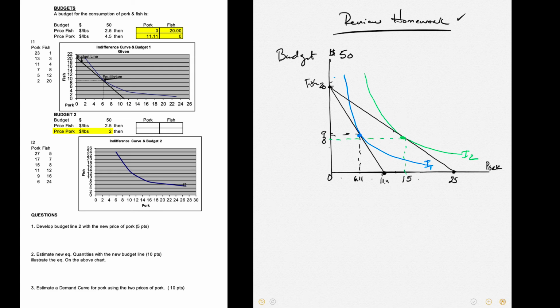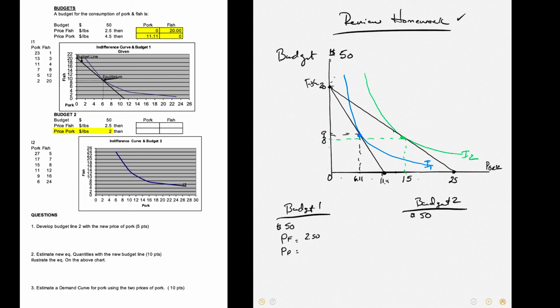Okay, so here we have our homework on the left. And then on the right, I've got my notes as I work my way through this. There are two graphs on your homework, and I drew them in this example form on the graph. Those two were budget lines and indifference curves. Each of those had a $50 budget. And if you look at the top of the homework, the first budget was $50.